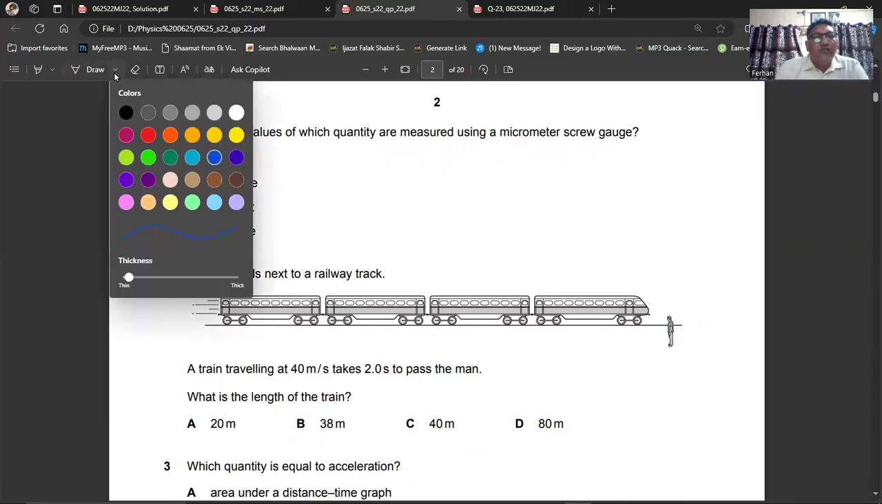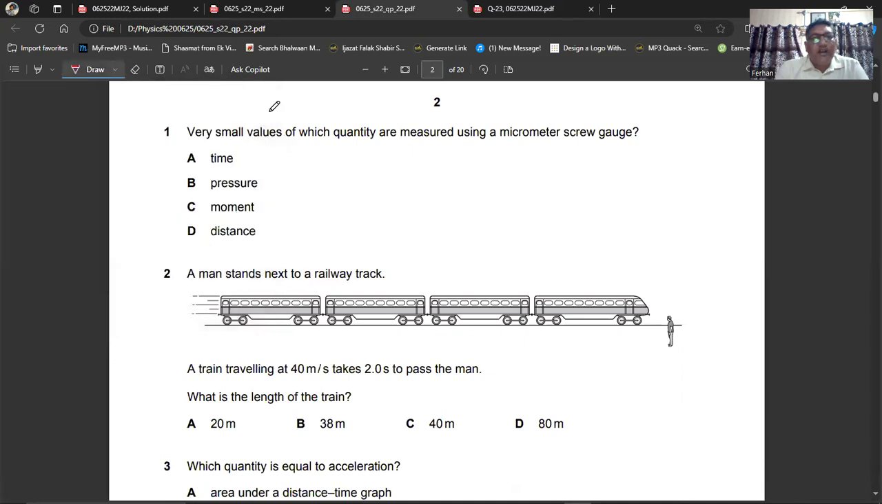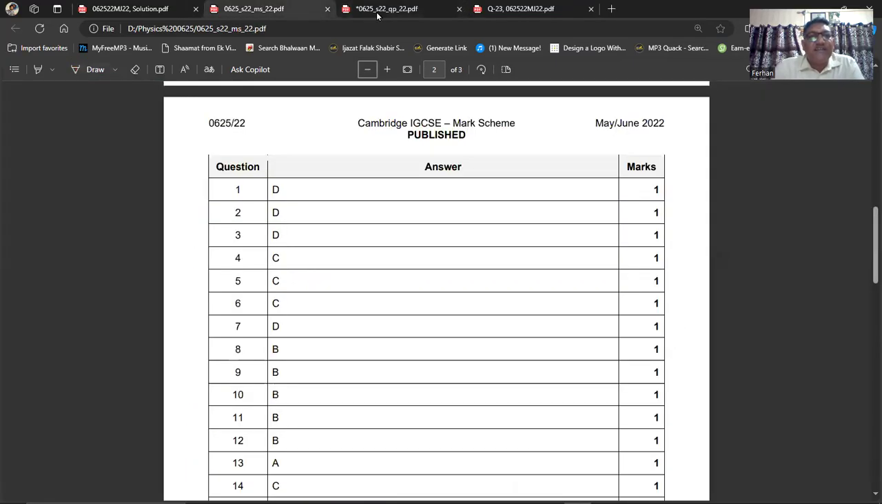Values of which quantity are measured using a micrometer screw gauge. You see, the micrometer screw gauge you use to measure the distance, the length. It is not used to measure time. It's not used to measure pressure. It is not used to measure momentum. It is used to measure the distance. So I think question number 1, D is the answer. D is the right answer.